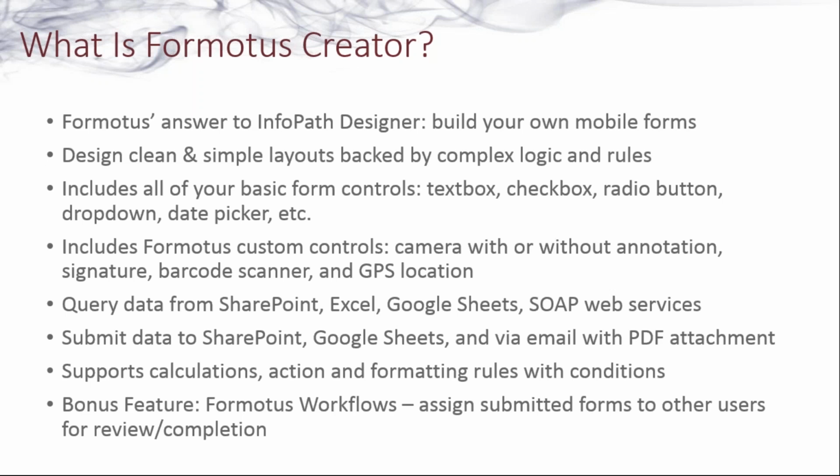You've got all of the basic form controls that you're used to: text boxes, check boxes, radio buttons, drop downs, date pickers, in addition to Formotus custom controls that are built specifically for the mobile environment, like a camera control that allows you to take pictures or upload pictures that are already saved on your mobile device, with or without annotation, which allows you to draw on the pictures if you wanted to, say, circle a certain part of a picture to draw attention to it. The signature control that allows you to actually add a handwritten signature to your form. They also have a barcode scanner, a GPS location, and there are a couple other custom controls as well.